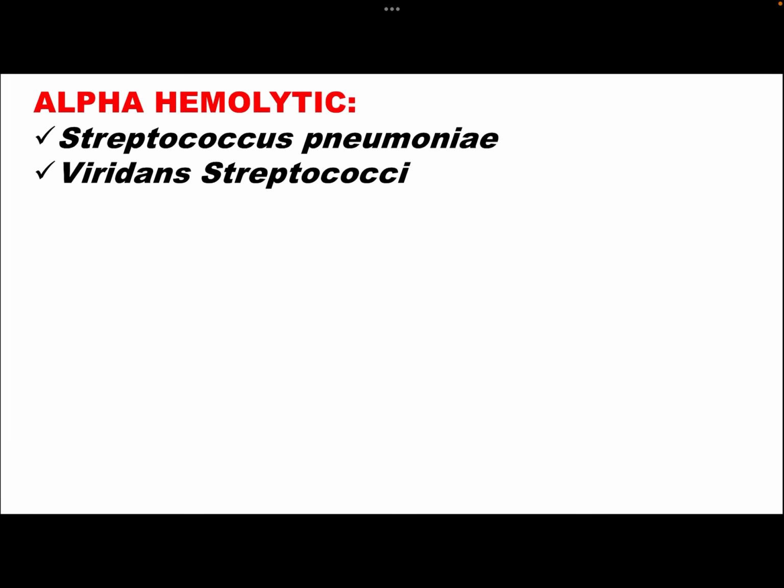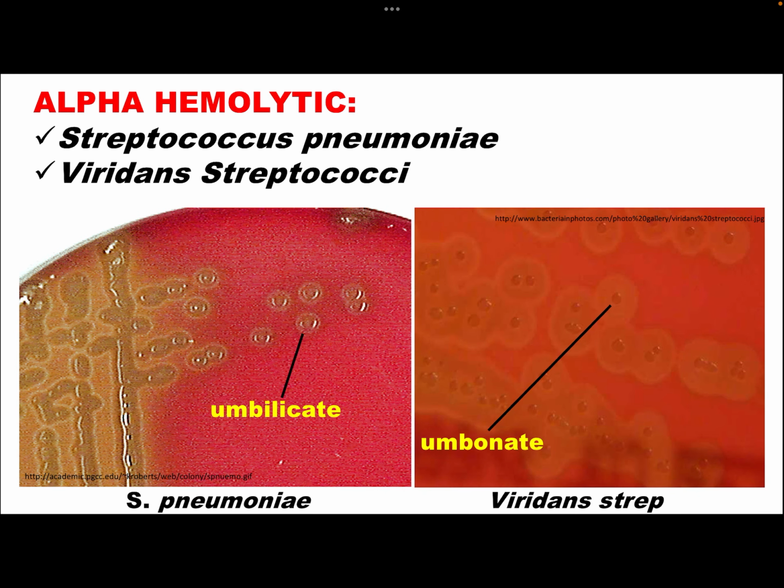Another thing, speaking about streptococci, you have here the differences between the growth of alpha hemolytic streptococci. Number one is Streptococcus pneumoniae, and another one, the viridans streptococci. By merely observing the size of the Streptococcus pneumoniae and viridans streptococci, you can already have a clue on what streptococci you are isolating.